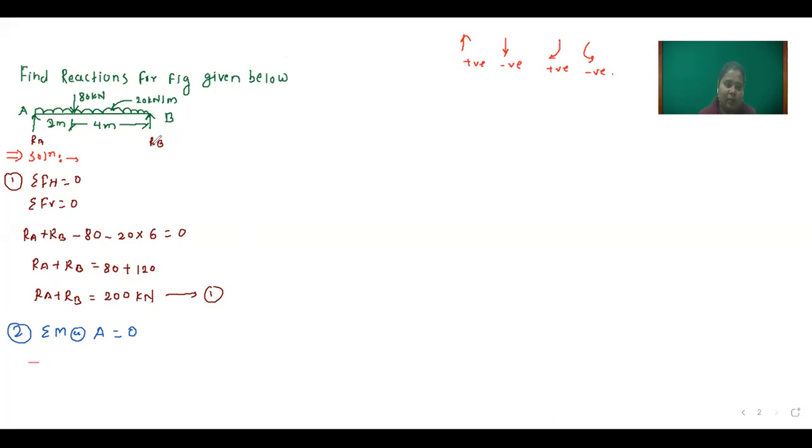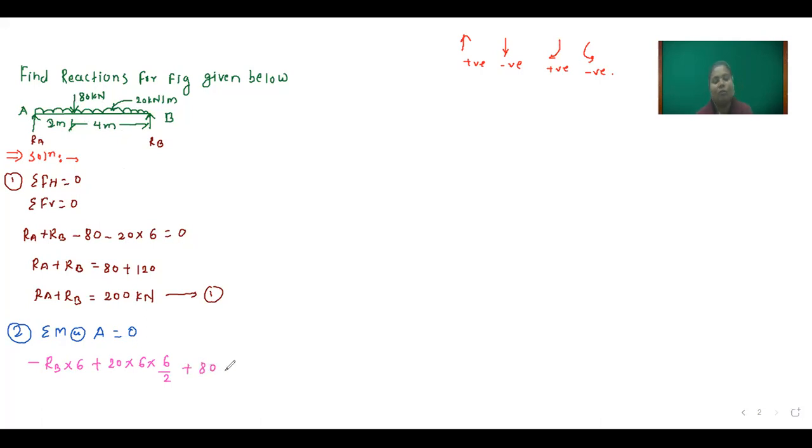Moment means force into perpendicular distance. So RB is the force and the perpendicular distance is this 6 meter, so minus RB into 6. Now we will move towards the uniformly distributed load. This load creates clockwise moment towards point A, so we take positive: plus 20 into 6 into 6 by 2, since it acts at the CG. Then the next force, 80 kilonewton, again creates clockwise moment, so we take positive.